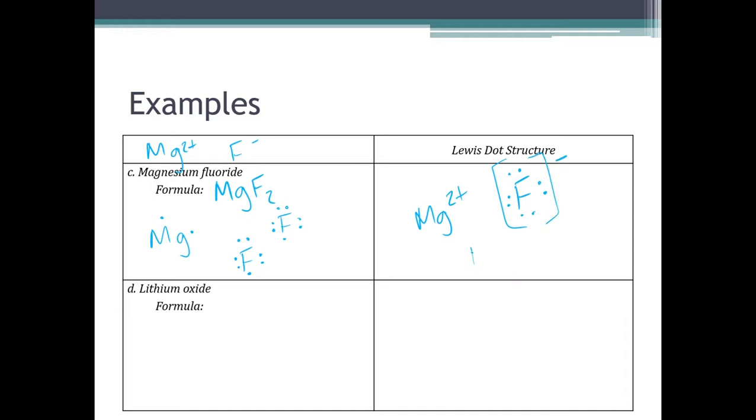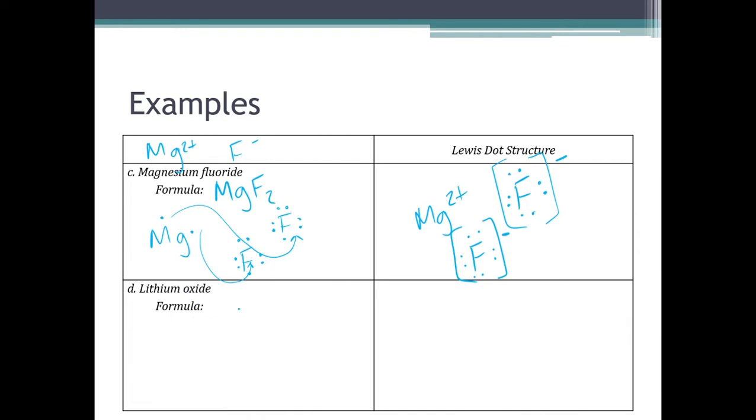And then another one, F, 1, 2, 3, 4, 5, 6, 7, 8. Give it brackets and a charge. Remember, the charge always goes to the top right. So this magnesium gave 1 electron right here and 1 electron right here. So magnesium is now naked and both of our fluorines are stuffed.